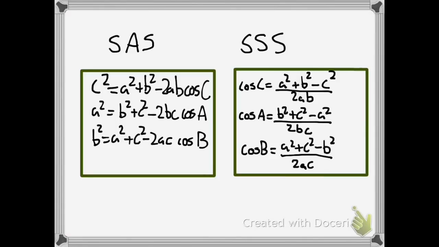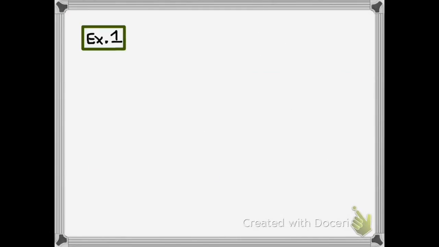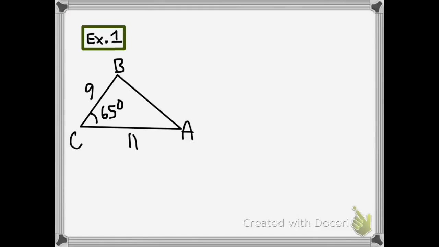By following these steps, it should lead you to your answer. Now let us go to example 1. To solve example 1, we must find out what this triangle is. These are the steps to find out what this triangle is, or to solve the triangle.